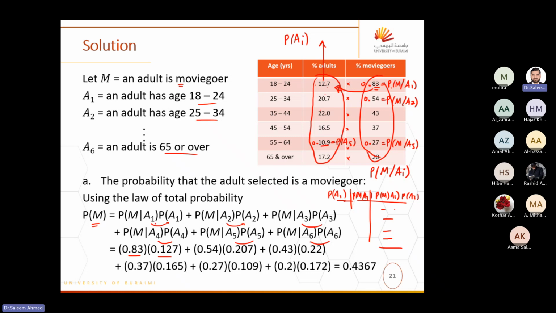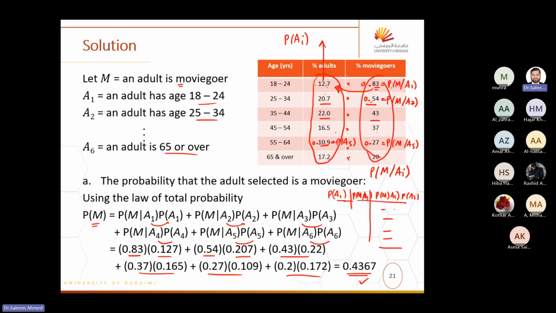Or if you don't want to make a column, you can directly put the values here. See, second value 0.54 with 0.207. Third value 0.43 with 0.22, 0.37 with 16.5, right? And so on. So these 6 products give you the probability of a moviegoer. Now this gives you the moviegoer probability regardless of your age group. If I say what is the probability that you are a moviegoer, it's 43.67 percent, or 43.67% of people are moviegoers regardless of their age group.